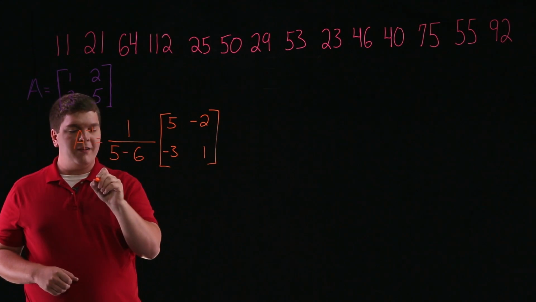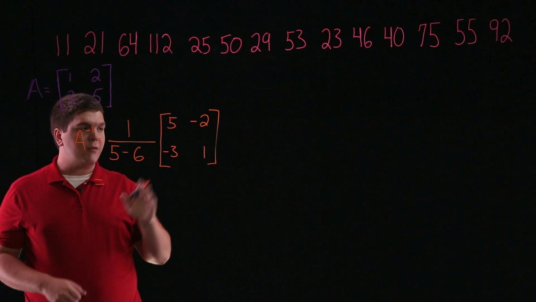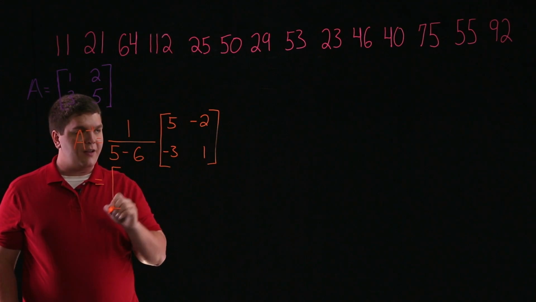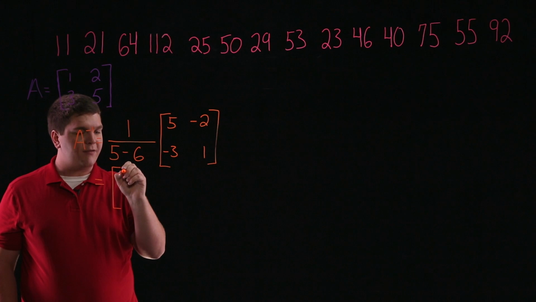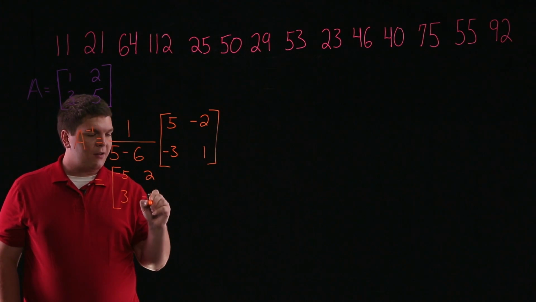So here we have A inverse. This fraction simplifies to negative 1, so we'll just multiply each entry in our matrix by negative 1, leaving us with A inverse equal to negative 5, 2, 3, negative 1.